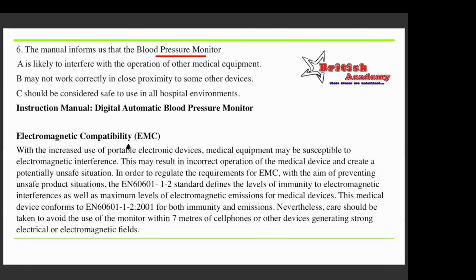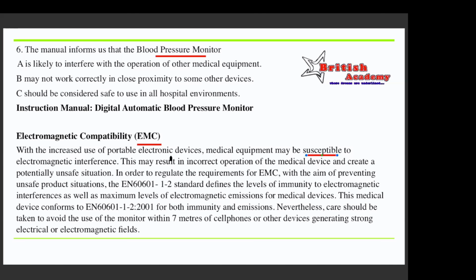Electromagnetic compatibility. EMC, which is called electromagnetic compatibility, how compatible it is with electromagnetism. That is something we are going to learn. Now, with the increased use of portable electronic devices, medical equipment may be susceptible. What can be the word for susceptible? Anyone? It means any chances they are prone to or likely. They are prone to or likely to electromagnetic interference.